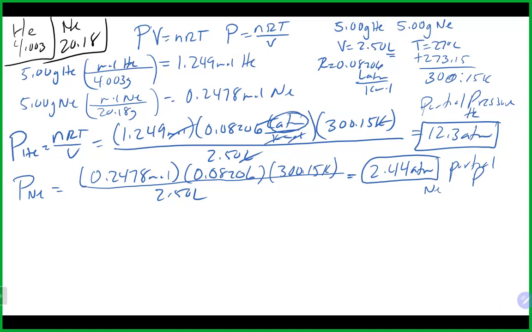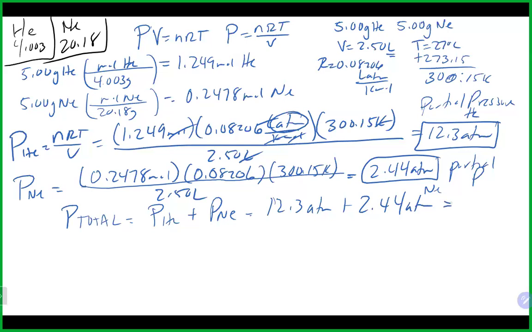Now that we have the two partial pressures of the gases in this mixture, to get the total pressure all we have to do is add them together. So we take the partial pressure of helium plus the partial pressure of neon: 12.3 atmospheres plus 2.44 atmospheres. That gets us 14.7 atmospheres as our total pressure in this case. Any questions on that one there?